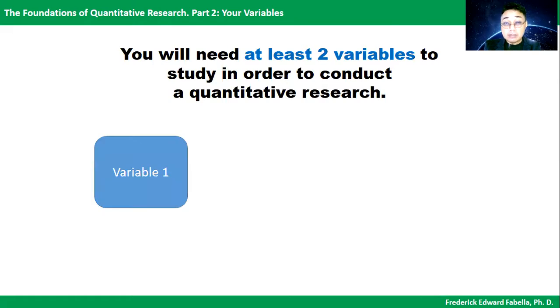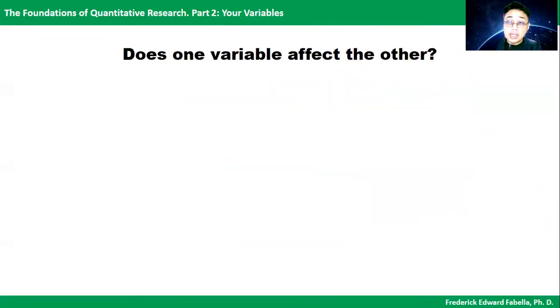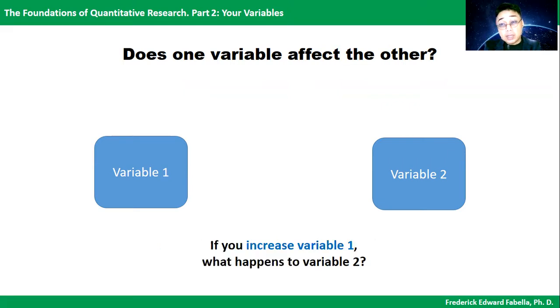So we have variable 1, we have variable 2, and you might want to ask the question, does one variable affect the other? So that's the direction of the effect of one variable on the other. Now, if you have these two variables, you might want to ask further, does changing variable 1 affect variable 2? So in what sense? If you increase variable 1, what happens to variable 2? You might want to find out. Or if you decrease variable 1, what happens to variable 2?